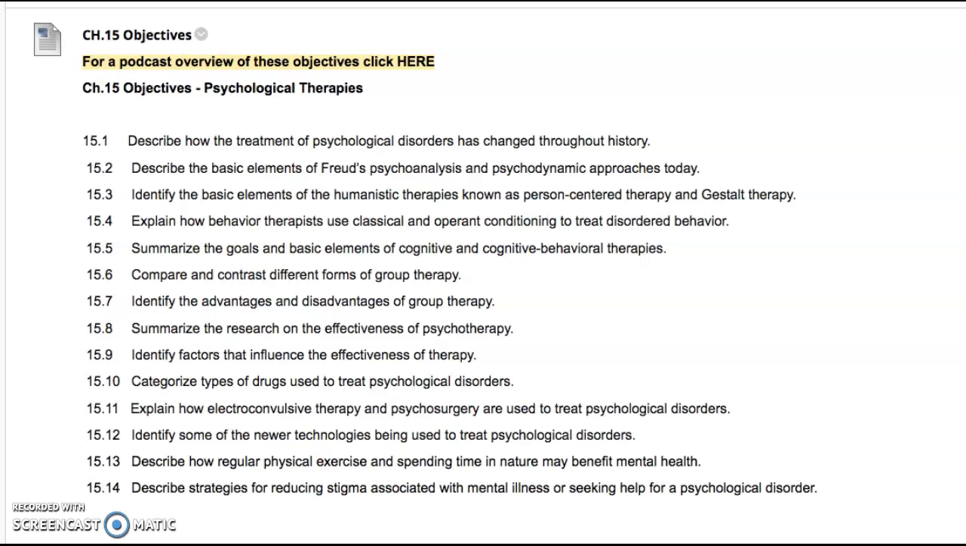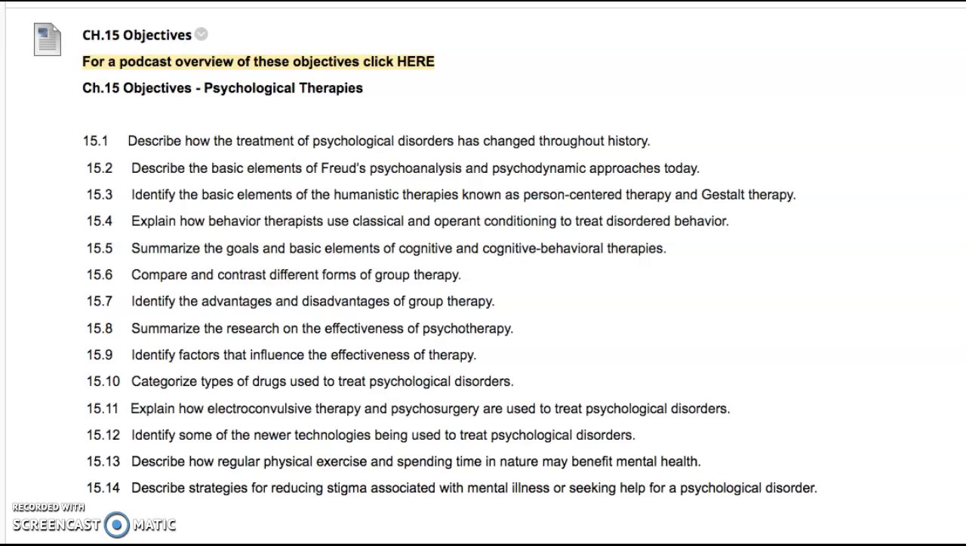You'll be comparing and contrasting the different forms of group therapy. So there are definitely reasons why group therapy works well and reasons it doesn't. So advantages and disadvantages to group therapy, you'll want to be familiar with what those are. And then summarize the research on the effectiveness of psychotherapy. How effective is it for treating specific illnesses?